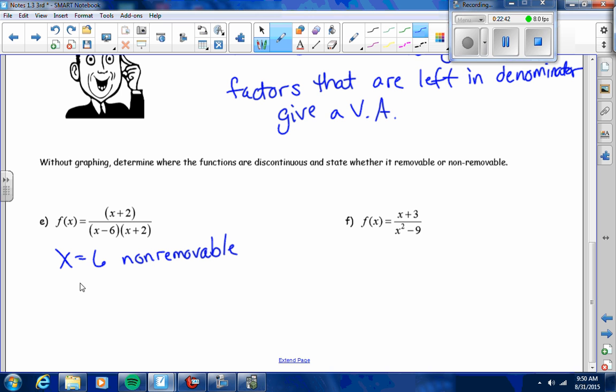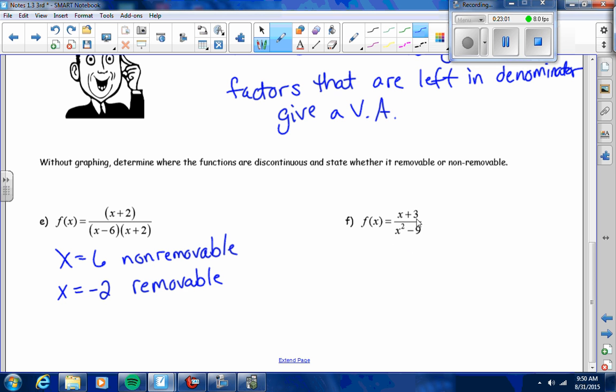All right, the next one, let's go with Laura. What else do we have for this graph? At x equals negative 2, a hole, which would be what kind of discontinuity? Removable. Perfect. Do we have any other discontinuities for that graph? Excellent. So that's it.